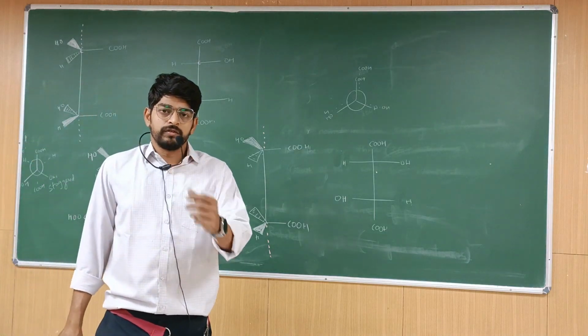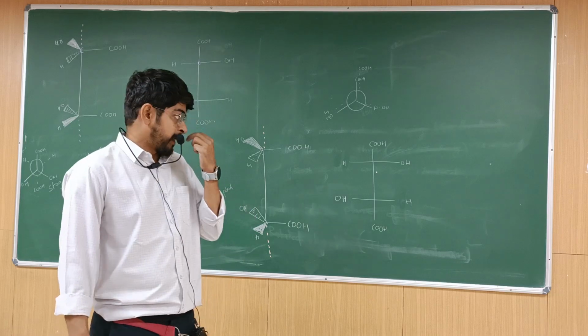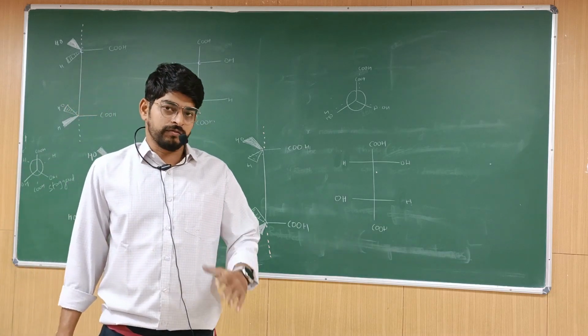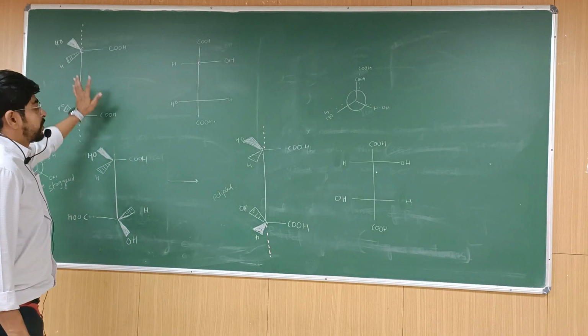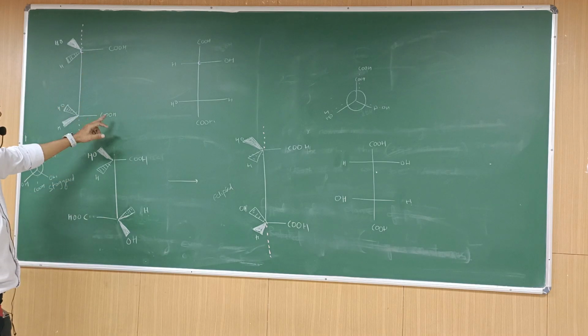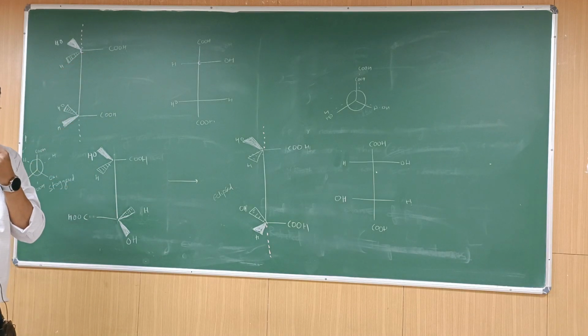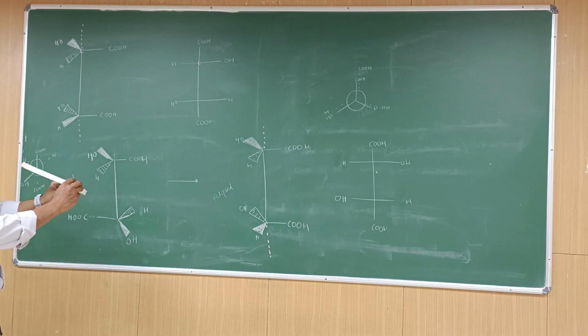Let us look at the Fischer projection of two chiral carbon atoms and try to understand a kind of conversion. Now, this is the wedge representation. I am taking this molecule. In this wedge representation, COH and COH and this line are in the plane of the board. OH and H are into the plane of the board and outside the plane of the board.